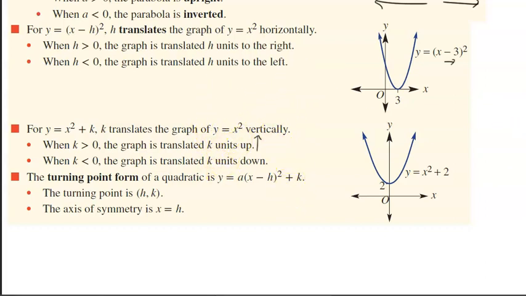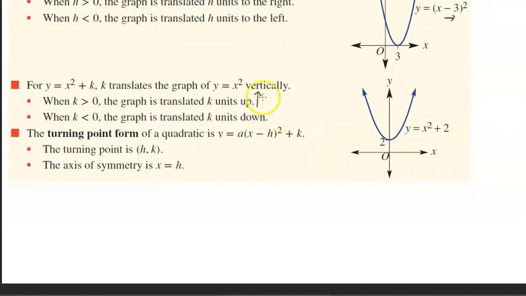Now the generic type that you can get is this format here. There's a lot of letters going on, but these are the three things that you could be given within a graph. You can get a, which is a dilation. You can get h, which is a transformation left or right, or you can get k, which is a transformation up and down.